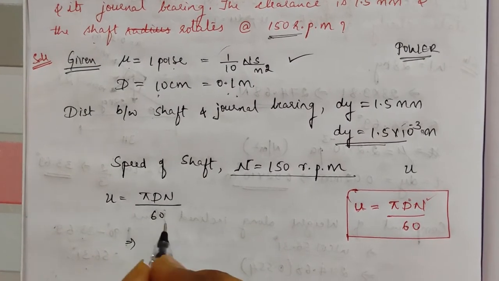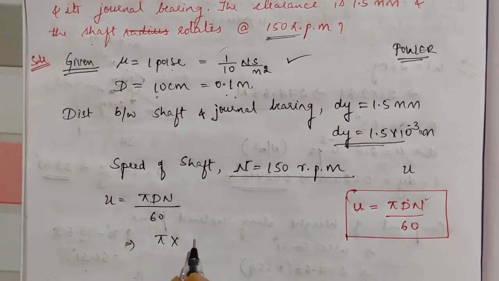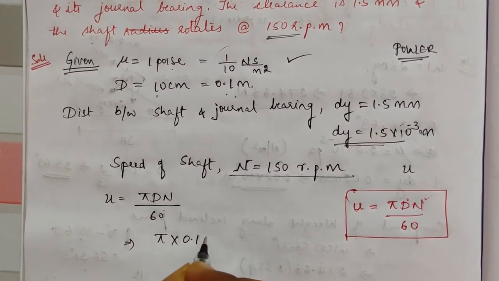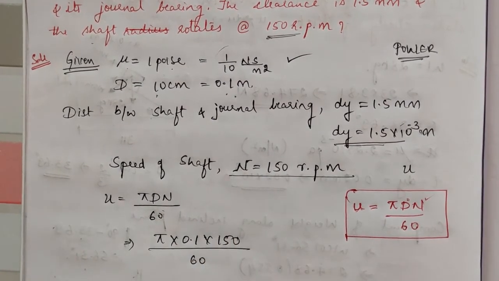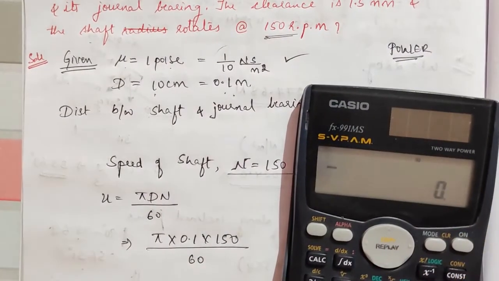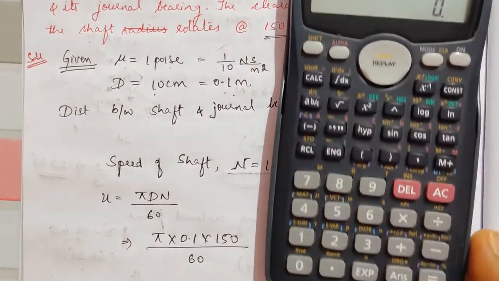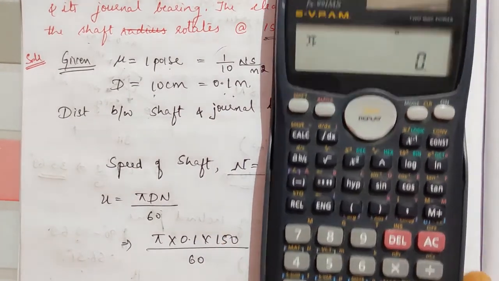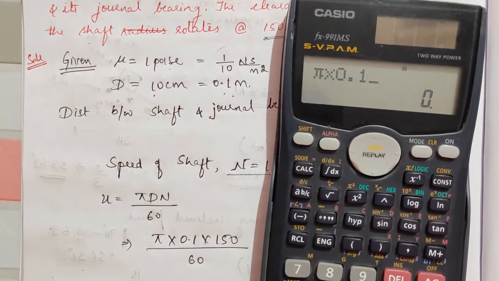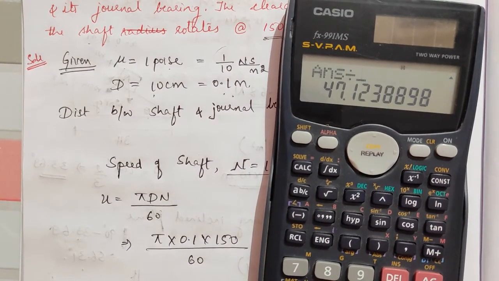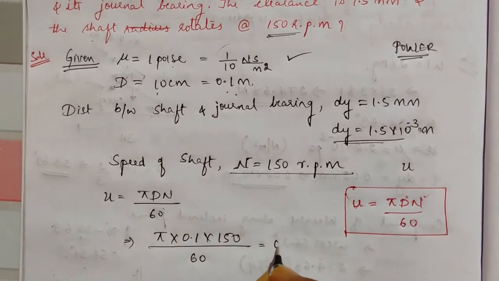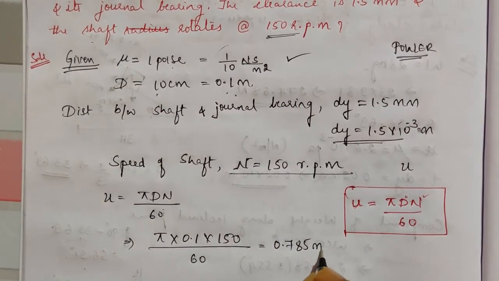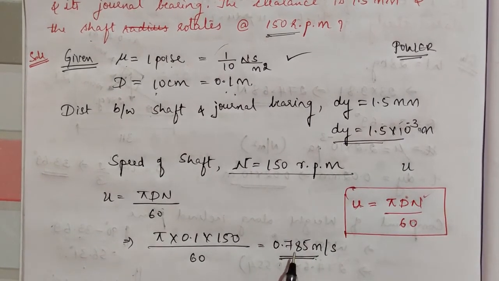What is the value of pi? It is a constant, it will come in your calculator. I'll show you where pi comes. You press shift and then the exponential key, then you will get the value of pi. So pi into 0.1 into 150 divided by 60 is 0.785. So 0.785 meter per second is the value of u.